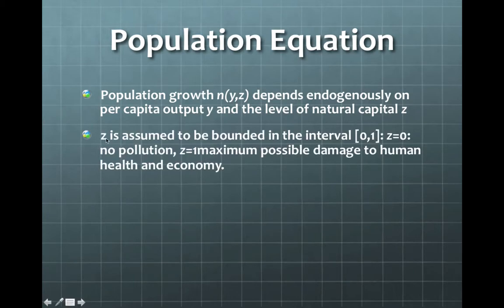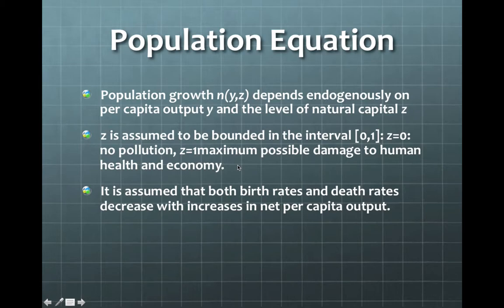Next thing is that the natural capital Z is assumed to be bounded in the interval between 0 and 1. Z equals 0 means no pollution. Z equals 1 means maximum possible damage to human health and the economy. Okay, and I'll come back to this assumption because I don't think this is quite accurate.